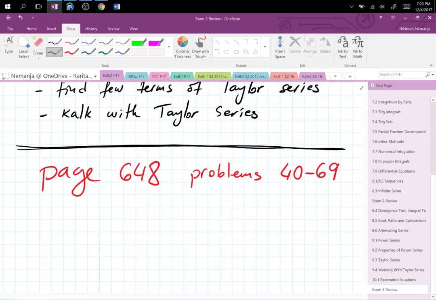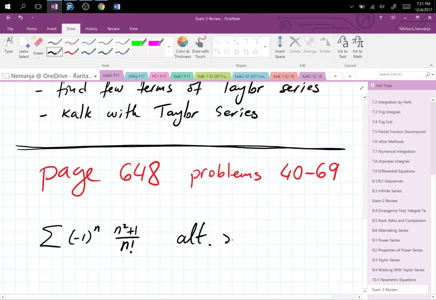If you see a regular series, it says (-1)^n, and you have, let's say, (n squared plus 1) over n factorial. Tell me. Alternating series. There is no doubt about it. You see the alternating term, question over, right? That's it. But I heard some of you scream ratio test.